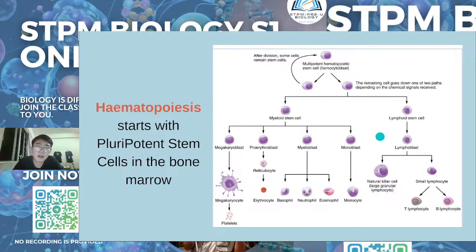So yang ni lah. I just want to show you that. Yang ni adalah stem cell, ni tak perlu tahu. I just want to show this megakaryocyte.